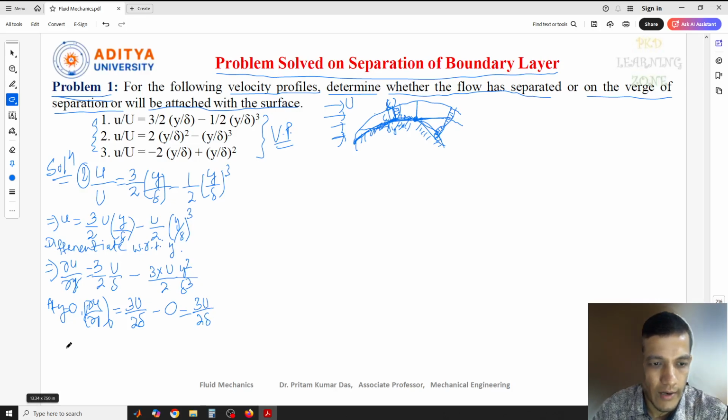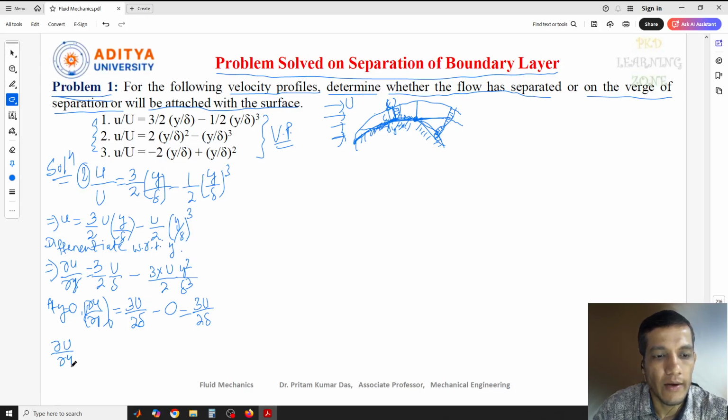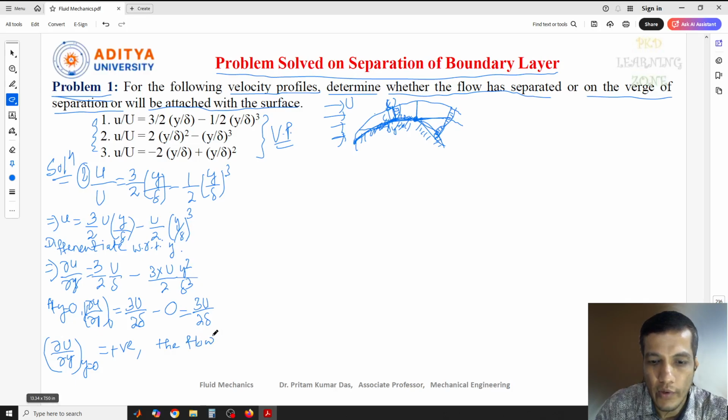So we got the value of del u by del y at y equal to 0, and it is a positive value. A positive value indicates that the flow will not separate, or we can say the flow will be attached to the surface.